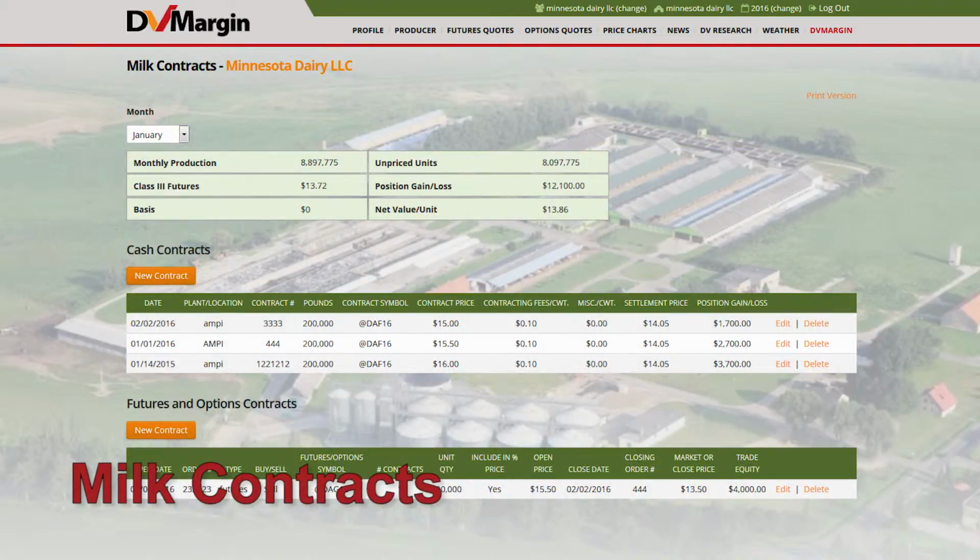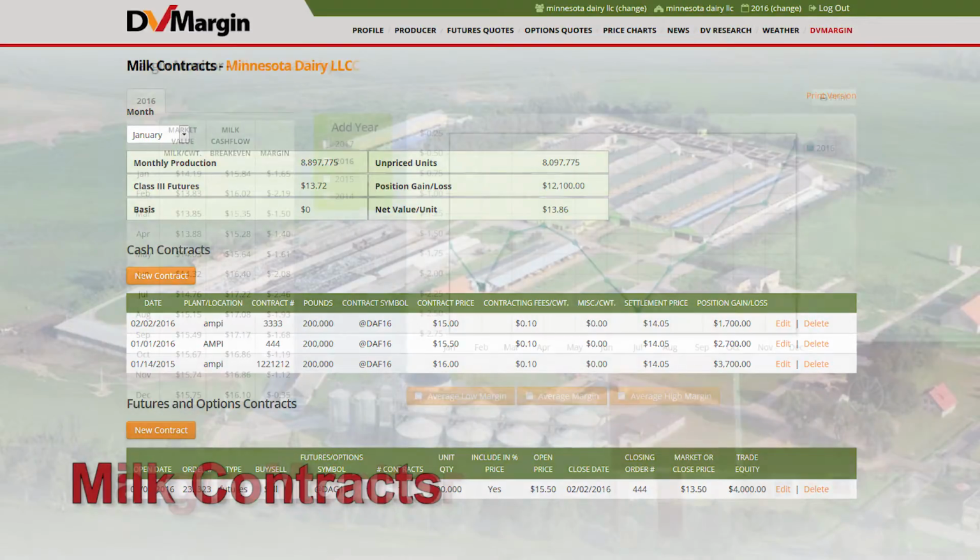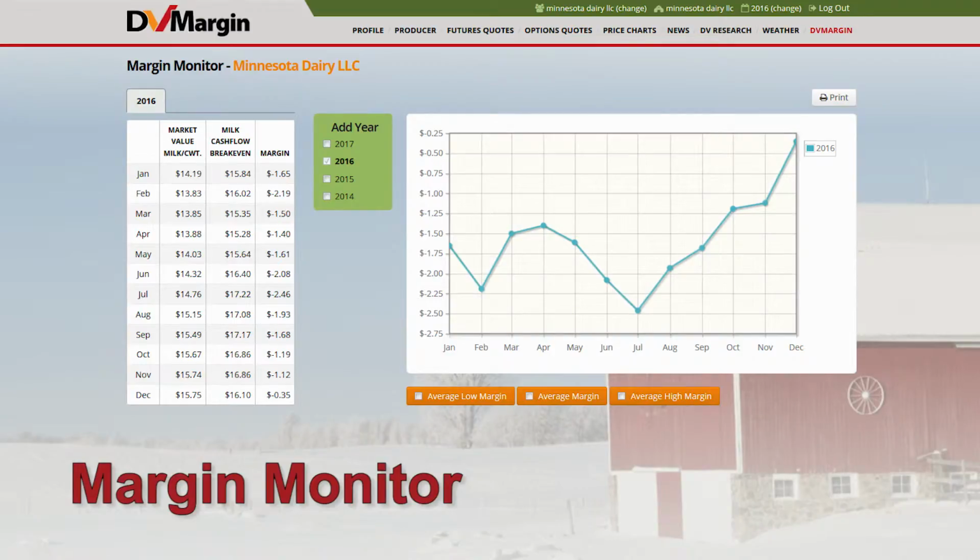Cash contracts with a milk plant and futures and options contract in a hedge account can be monitored in the easy-to-use contracting section. Position equity is calculated in a live market view, allowing the user to know what the outcome of each position is marked to the market at the end of each trading session. If you only have a minute to sit at your desk or use your smartphone, but want to see what the profit projection is for your dairy operation, the Margin Monitor is just what you're looking for.